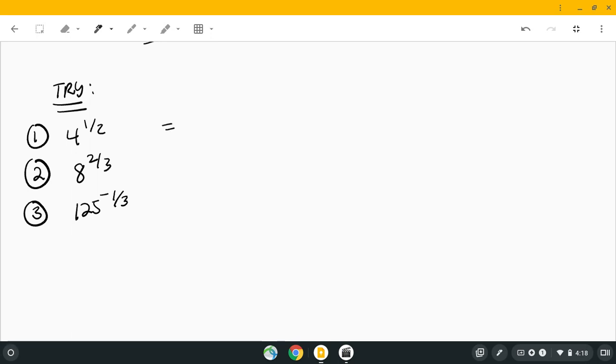All right, so this means square root of 4 to the first power. So that's just square root of 4, which is 2. Okay. This is cube root of 8 to the second power. So this one here, cube root of 64. Or you could do cube root of 8 and then raise it to the second power. Either way is fine. Cube root of 64 is 4.